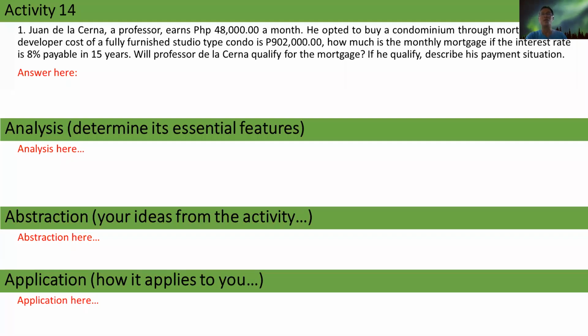Next slide will be your activities. Juan de la Serna, a professor, earns 48,000 a month. He opted to buy a condominium through mortgage. If the developer cost of a fully furnished studio-type condo is 902,000, how much is the monthly mortgage if the interest rate is 8 years, payable in 15 years? Will Professor de la Serna qualify for the mortgage? If he qualifies, describe his payment situation.